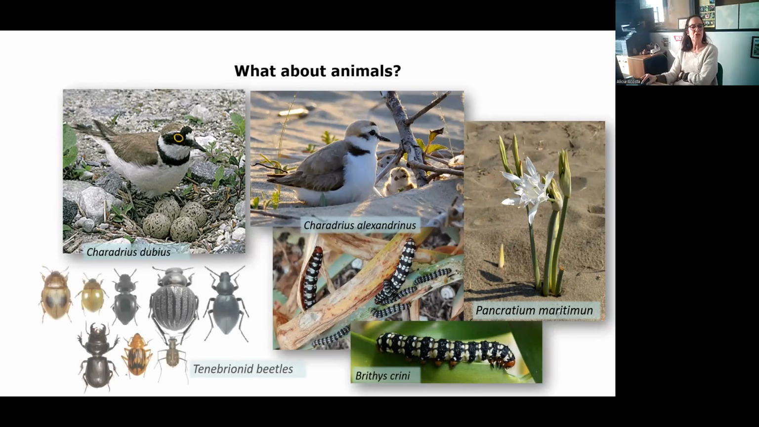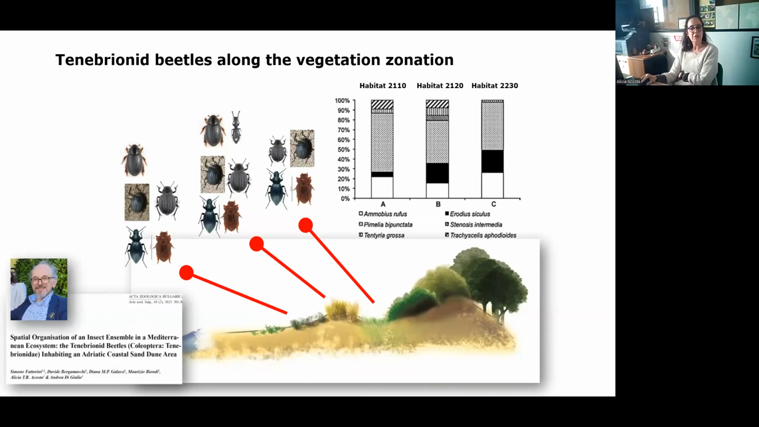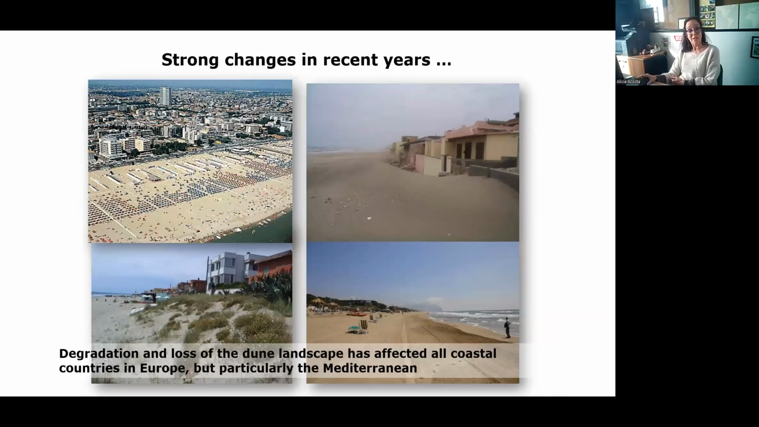And finally, I mentioned a coleoptera group, the tenebrionids, probably the most conspicuous insects living in the Mediterranean coastal habitats. Some years ago, Simone Fattorini and colleagues showed that the distribution of these tenebrionids followed the coastal dune vegetation zonation. It's quite interesting because these species are distributed along the zonation with more or less strict preferences for particular dune habitats.